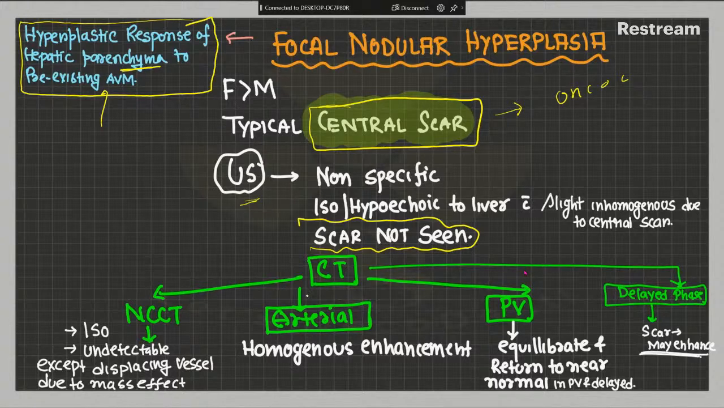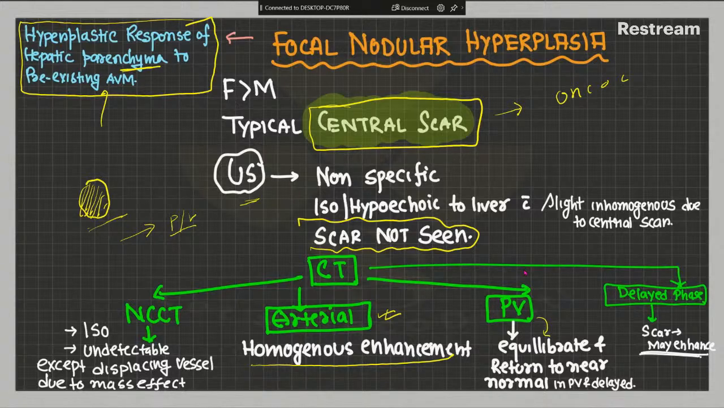So if I come to the CT, it is showing definite arterial enhancement, homogeneous, unlike the hemangioma, which had peripheral enhancement. In focal nodular hyperplasia, the whole lesion will enhance, that is the homogeneous enhancement in the arterial phase. But the second difference: in the portal venous or delayed phase, it will not retain the contrast. It will start excreting and become iso to the liver. That is the difference from the hemangioma, which retains the contrast. So in the portal venous phase it reaches equilibrium and returns to normal.